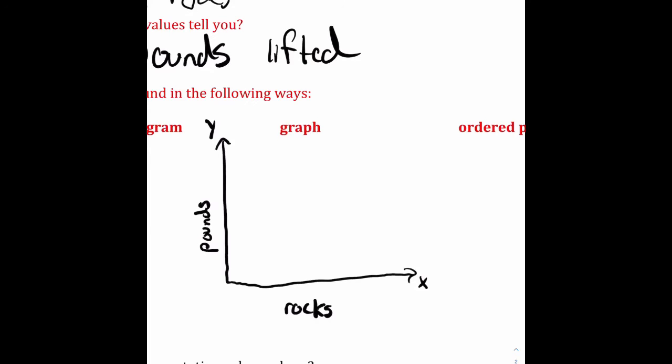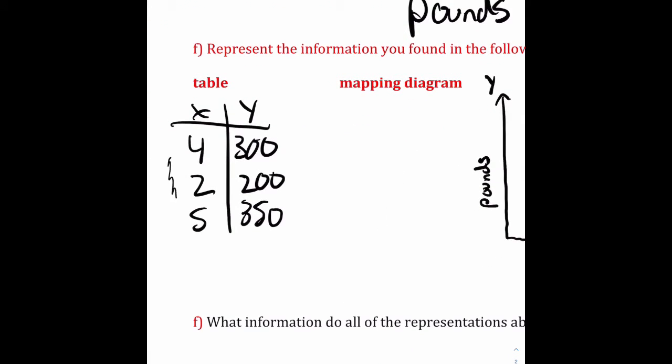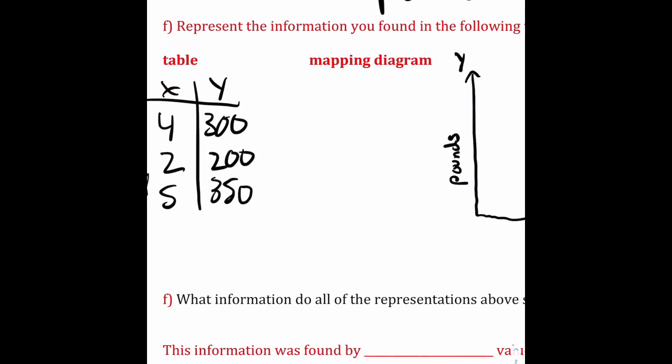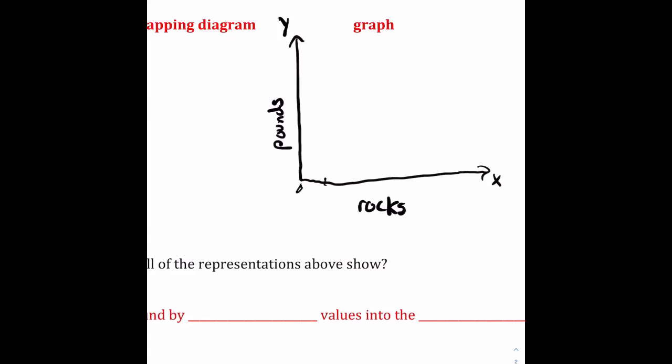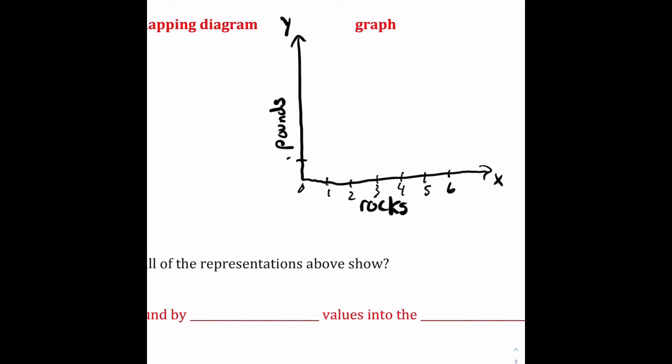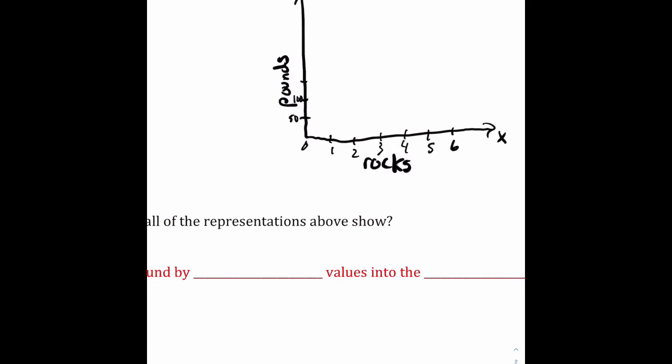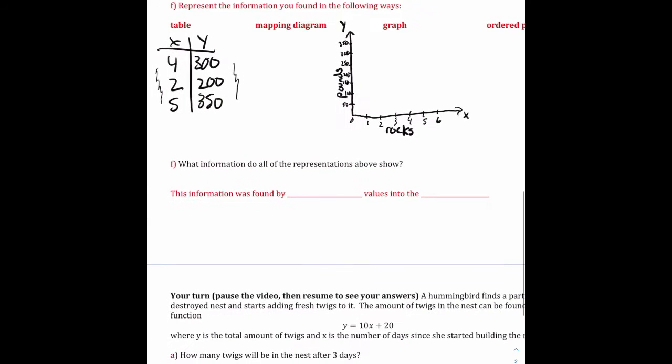And if you look at your table, what should we go up by? Well, these numbers over here are pretty small. We go up by 1s, and these numbers are pretty big. Maybe we'll go up by like 50s. So we can do 0, 1, 2, 3, 4, 5, 6. And then pounds, we can do 50, 100, 150, 200, 250, 300, 350. So go ahead and plot those things down.